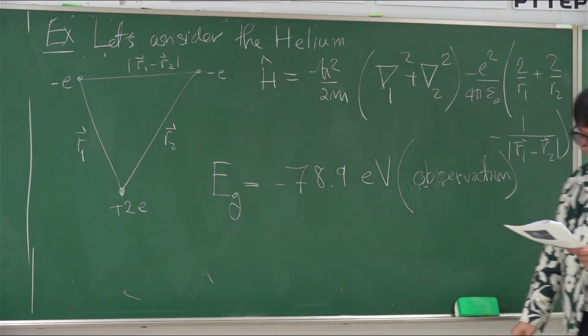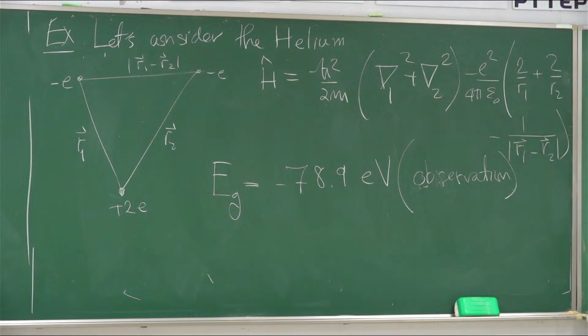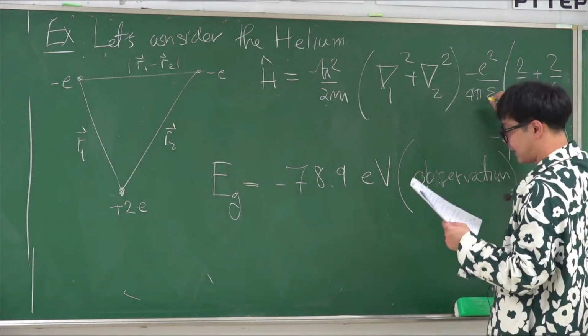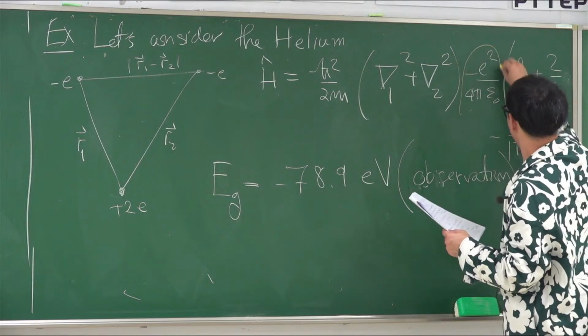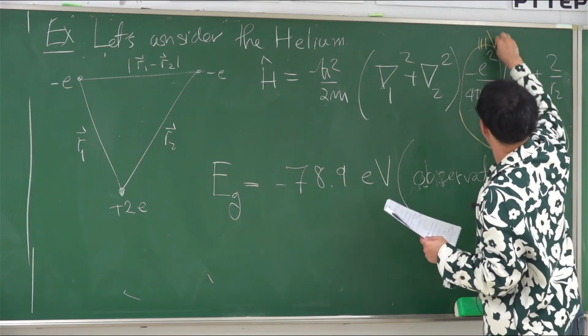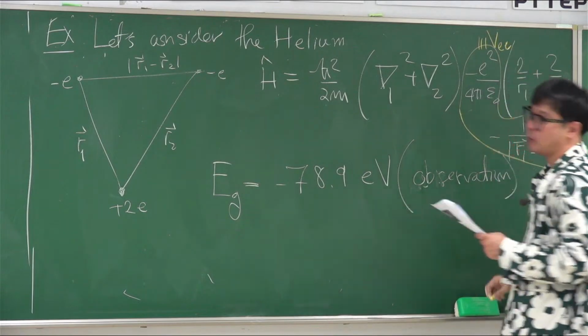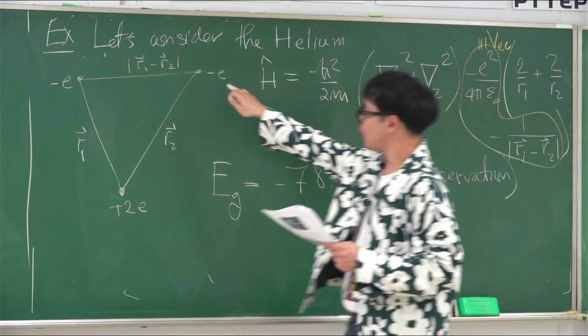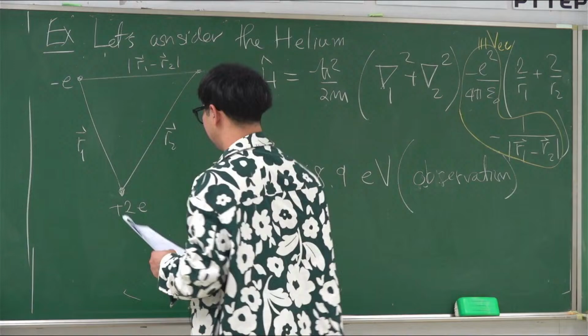Okay. I'm going to call this whole term, I'm going to define as V, the interaction between the two electrons. Okay.